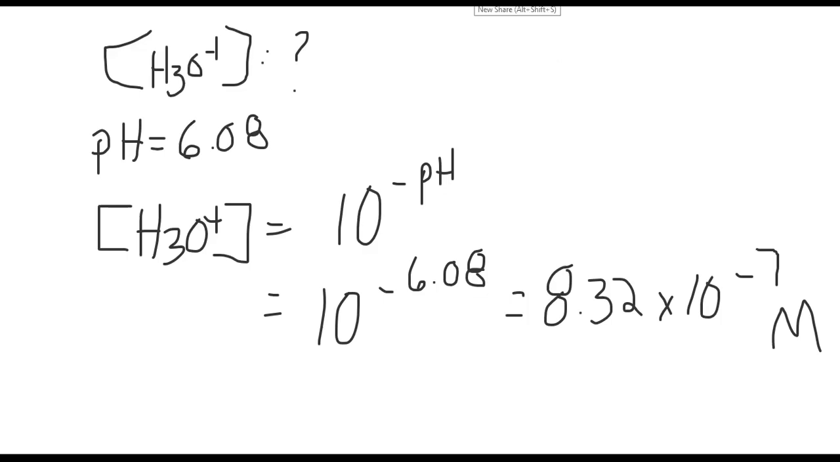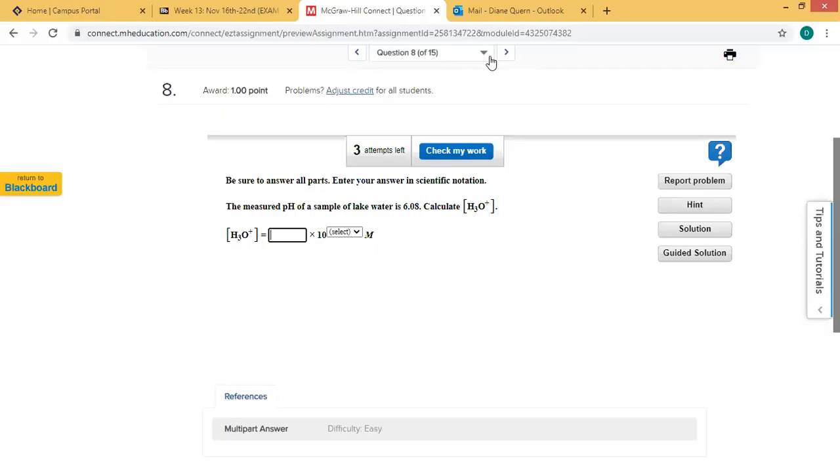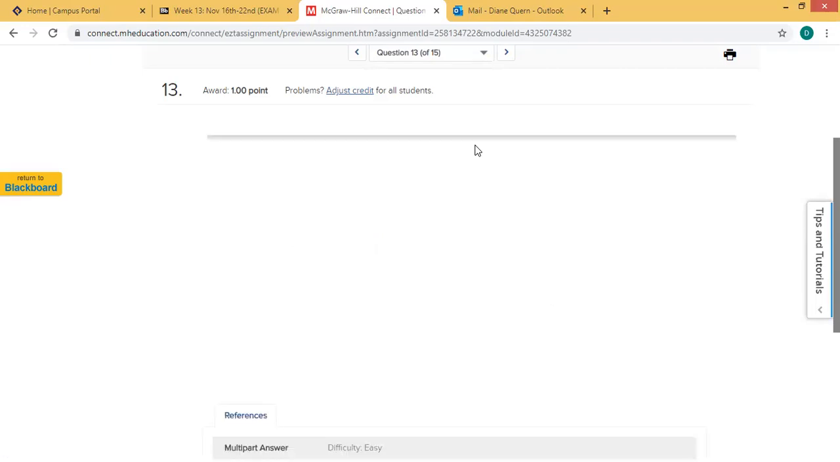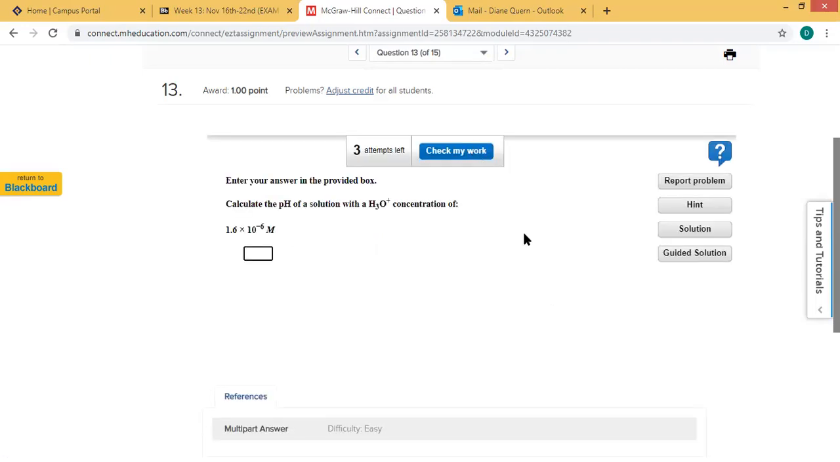All right. I'm going to go ahead and skip to, let's try 13. See what this asks us. I just wanted to show a couple problems like they're doing on the homework because they're a little more in depth than what we've been doing. So calculate the pH of a solution, and then they give us the concentration. Okay, so 1.6 times 10 to the negative 6.